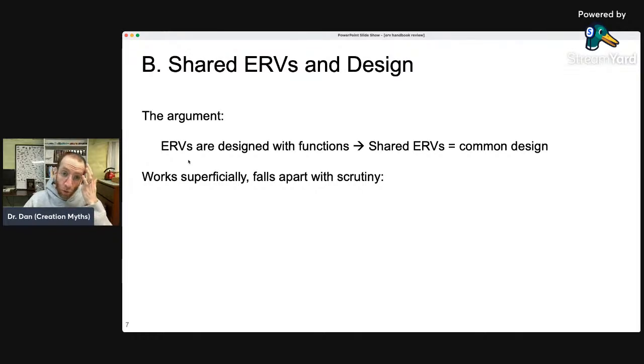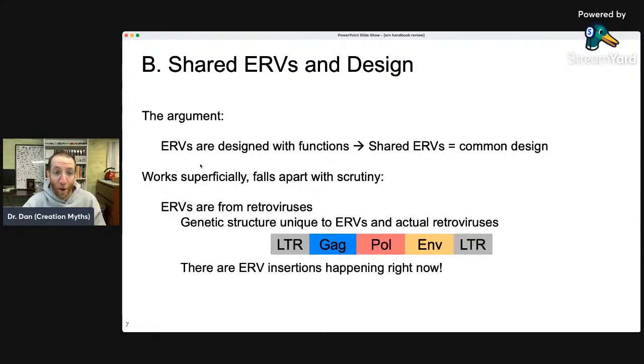So this argument works superficially in that, if you make the assertion, a designer could just have put them all in the same place. Well, yeah, right. An omnipotent designer could have done that. Superficially, yes, that works. But if you actually look at this argument for 30 seconds, it totally falls apart. One, because ERVs are from retroviruses. This is not really up for debate. There's a genetic structure that I showed you earlier that ERVs have and retroviruses have, right? Where they have the LTRs on each end and then gag, pol, and env in the middle. And nothing else has that.